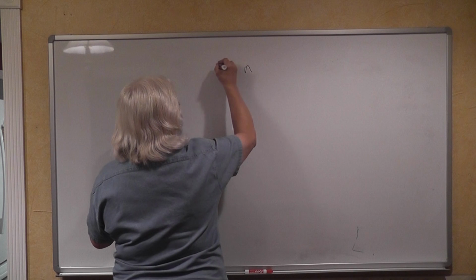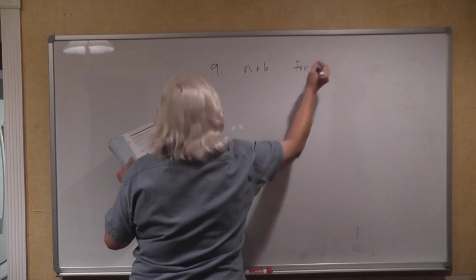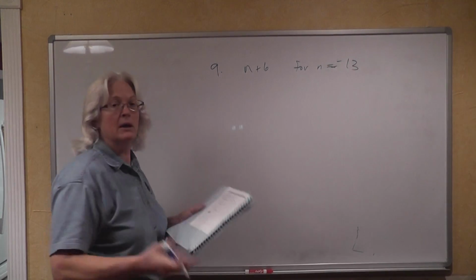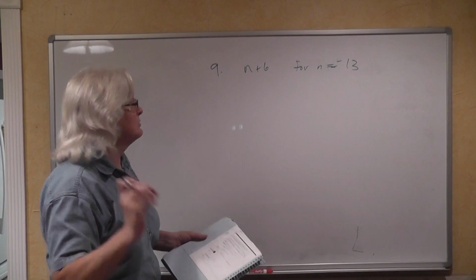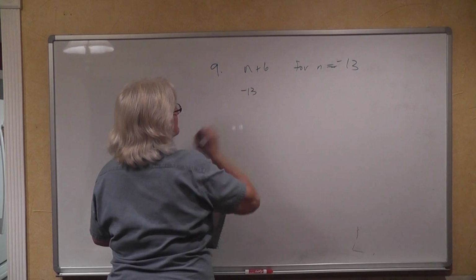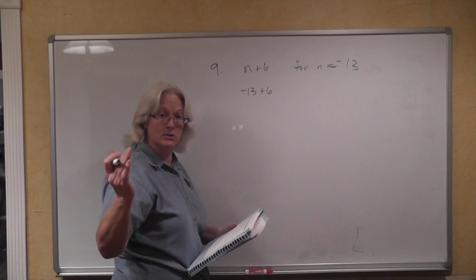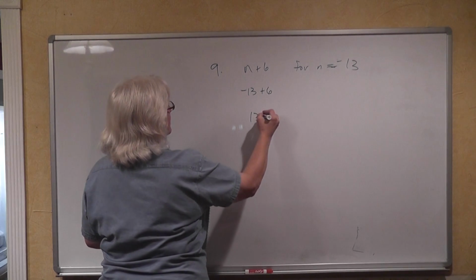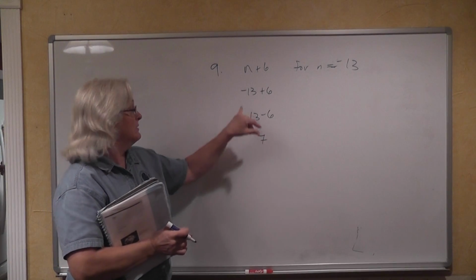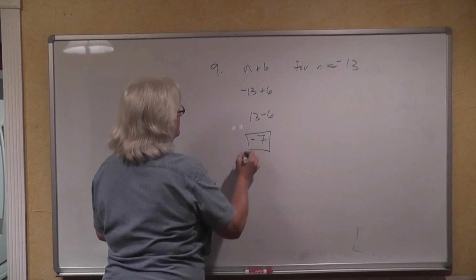Evaluate. This is number 9, n plus 6, for n equals negative 13. Okay, and my kids in my co-op, show your substitution. What value do you have for n? You have a negative 13. So that becomes negative 13 plus 6. Those signs are opposites, you're going to subtract. 13 minus 6 is 7. And you use the sign of the number with the larger absolute value. You have a negative 7.